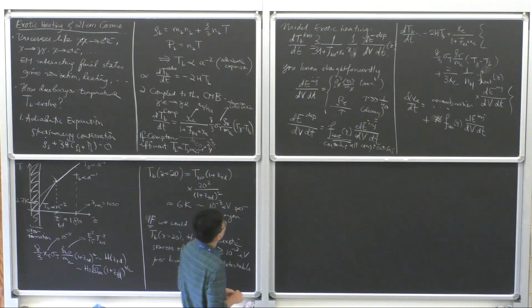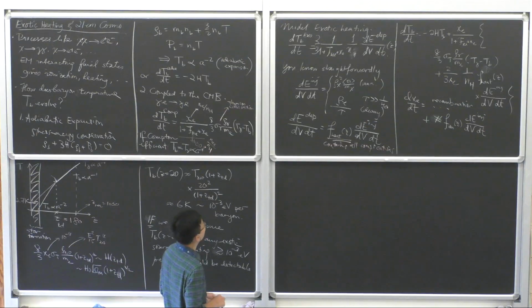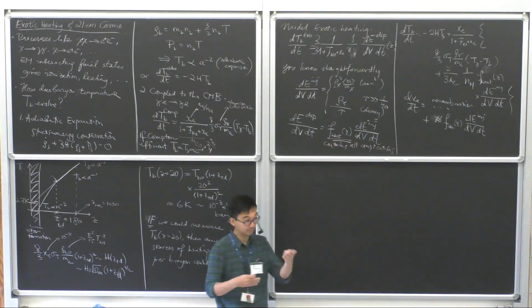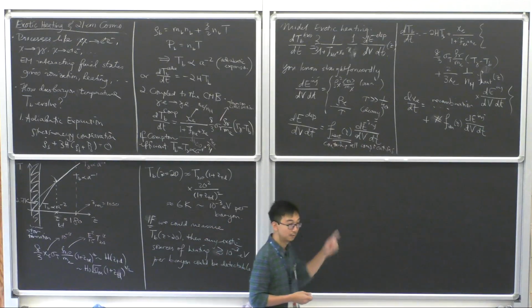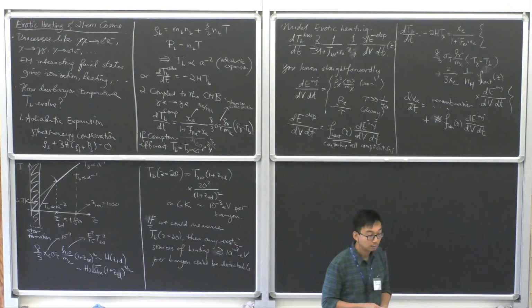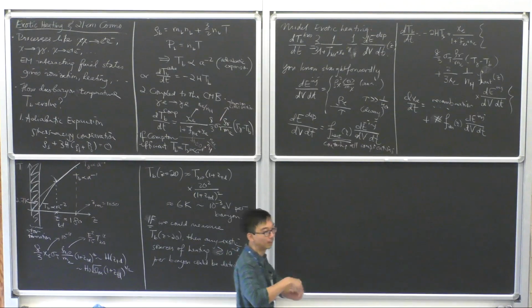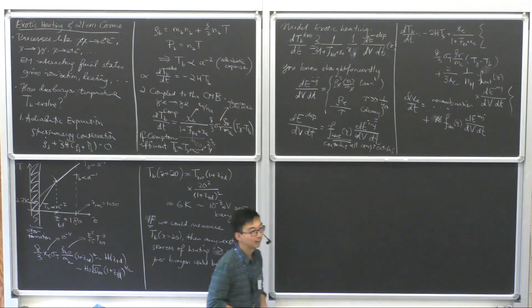So if you have thermal contact, like scattering, for example, between chi and baryons, then you need to solve also for the chi temperature. For annihilation, the two fluids aren't actually talking. It's just one way.